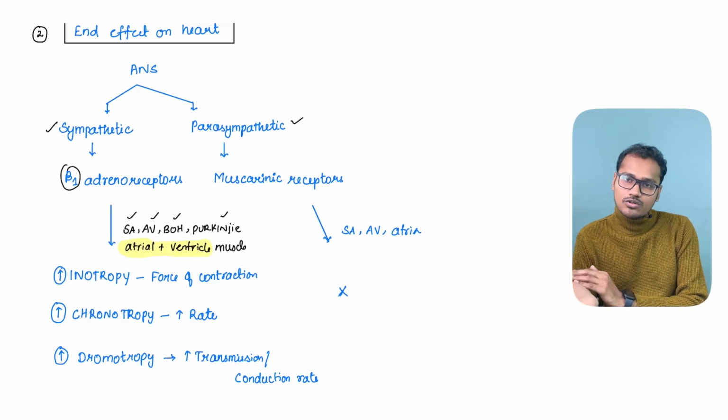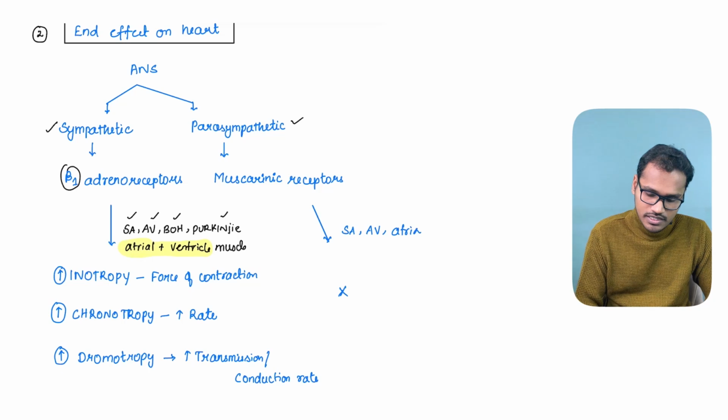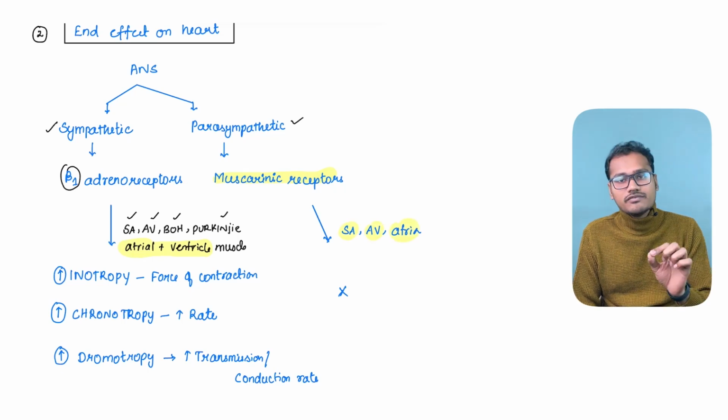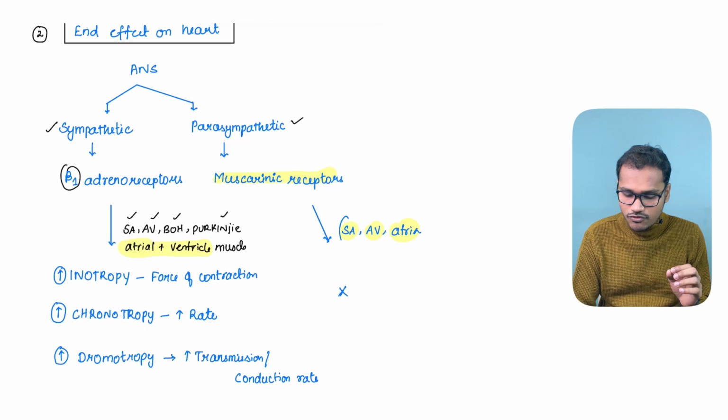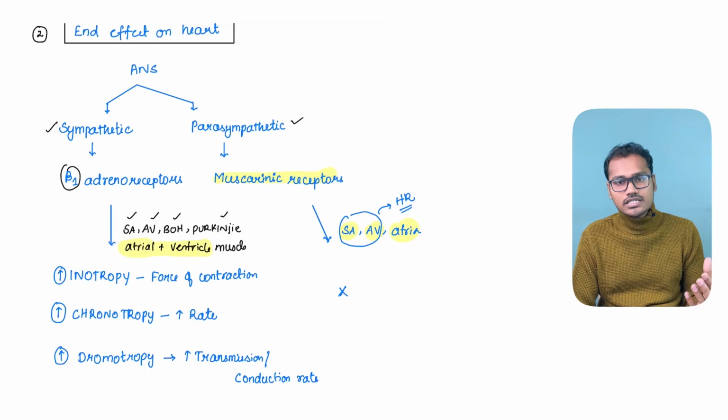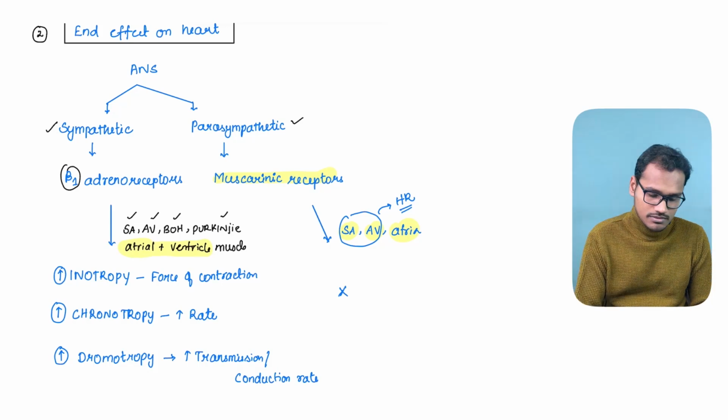Whereas when you talk about the parasympathetic fibers, here it will act on the muscarinic receptors, on the SA node and AV node, and some fibers are still present in the atria, but we have not mentioned the ventricle. So generally, the parasympathetic system has a major influence on the heart rate rather than the force of contraction. Force of contraction can be majorly influenced by the sympathetic fibers.